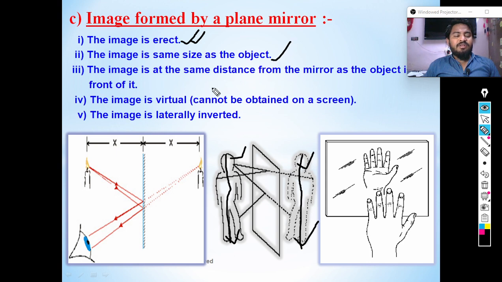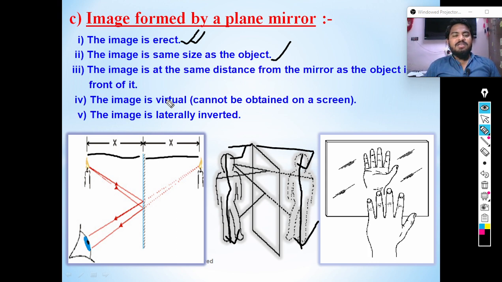Coming to the third one, the image is at the same distance from the mirror as the object in front of it. So for example, whatever the distance from the mirror to the object, the same distance would be from the mirror to the image, right? Here also you can see the distance is the same from here to here and from here to here, right? So next, coming to the fourth one, the image is virtual.